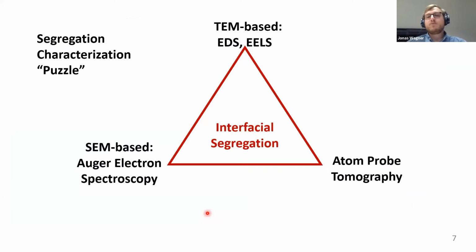So today I'm talking about how four different techniques play together to characterize our interfacial segregation. That is, as I mentioned, TEM-based techniques, namely EDS and EELS, in combination with Auger electron spectroscopy and atom probe tomography.